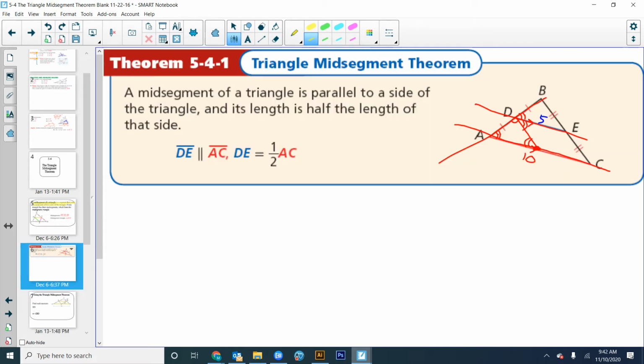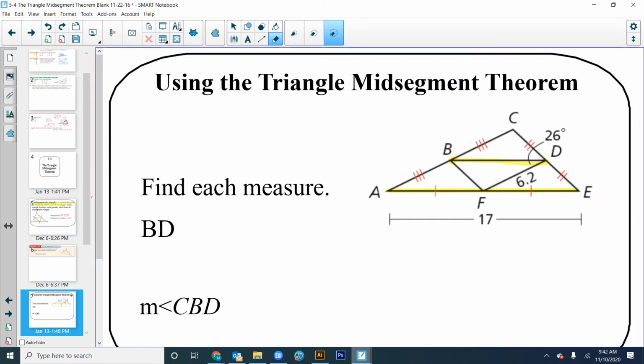Okay, let's go back. Here, DE is half of AC. Here, BD is half of AE. Well, what's half of 17? BD is half of 17. What's half of 17? 8.5, good. 8.5.